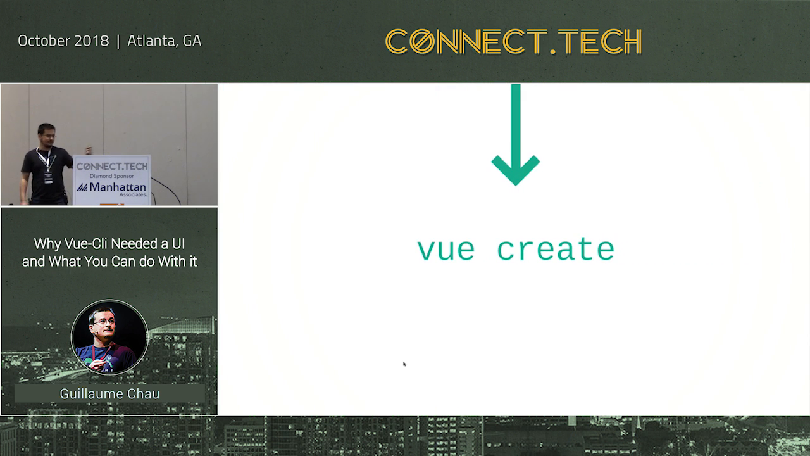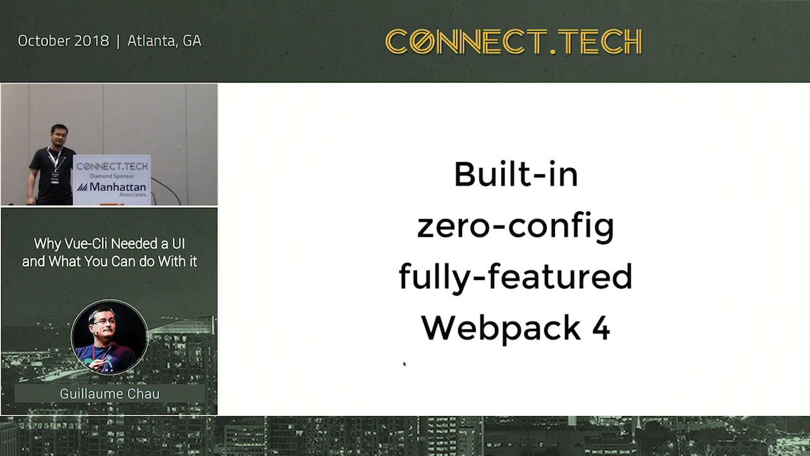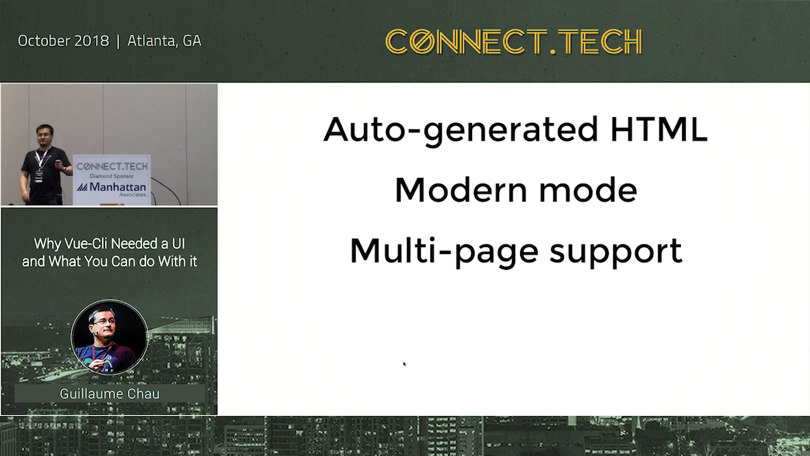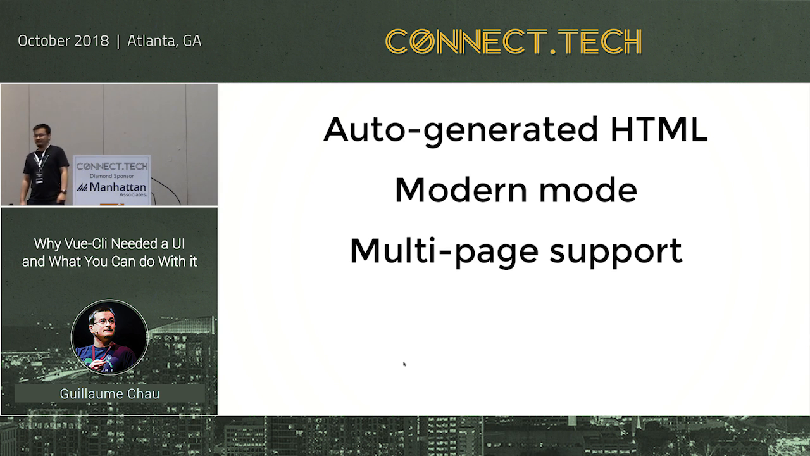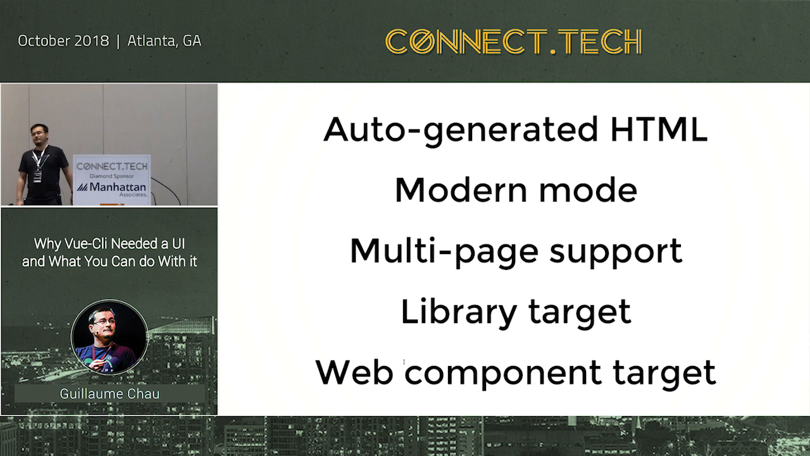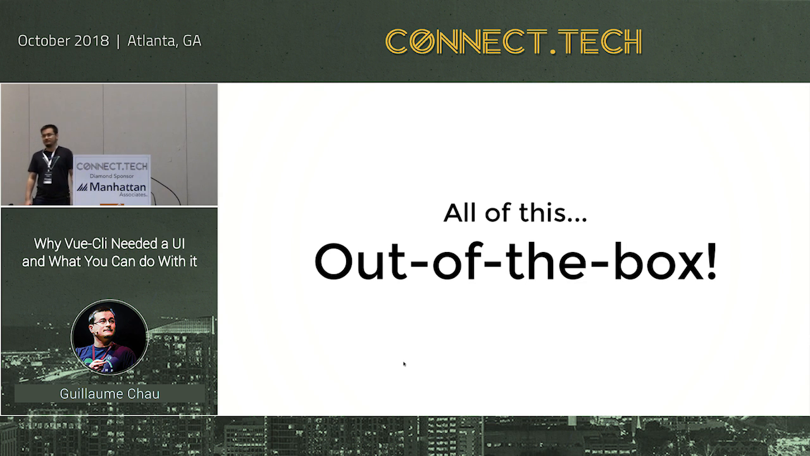So it has a lot of features. The new command is vue create, and inside vue create you have a built-in, zero-config, fully featured Webpack 4, which is pretty nice to get started, especially if you are a newcomer. Also Babel 7, PostCSS, Sass, Stylus, Less, auto-generated HTML, and modern mode, which means it will compile without Babel polyfills and transforms, so it runs faster and is lighter for modern browsers. Multi-page support if you are doing an app with Ruby on Rails, for example. Library target if you are doing a library, and even compilation to web components. All of this is included.